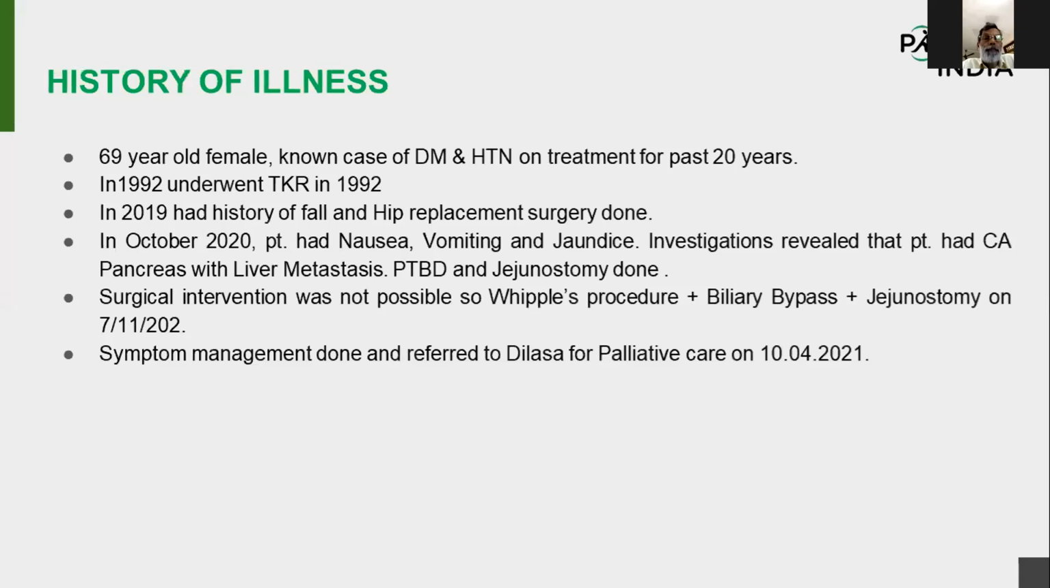History of illness: 69-year-old female, a known case of diabetes and hypertension on treatment for past 20 years. She underwent total knee replacement in 1992. In 2019, she had history of fall and hip replacement surgery was done. In October 2020, patient had nausea, vomiting, and jaundice, and investigations revealed that patient had carcinoma of head of pancreas with liver metastasis.